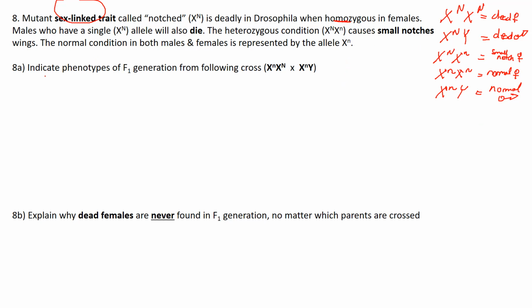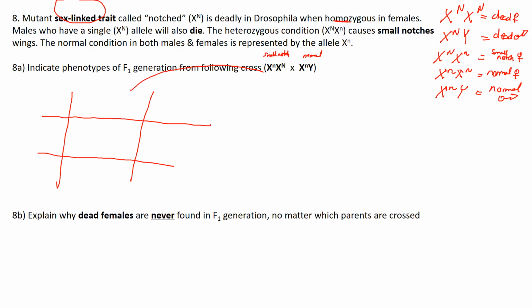So question 8a, indicate the phenotypes of the F1 generation from the following cross. Now you didn't have to actually put the genotypes or the phenotypes of these parents, but you could say this would be a normal male and this would be a small notched female. So they're hooking up, so we're just going to do our Punnett square. In this case, we do know the female, and we're going to put her on top. This is just a regular monohybrid, right? We don't have multiple genes going on here.